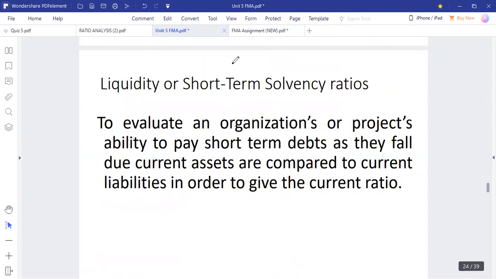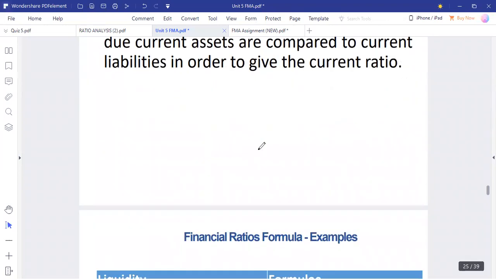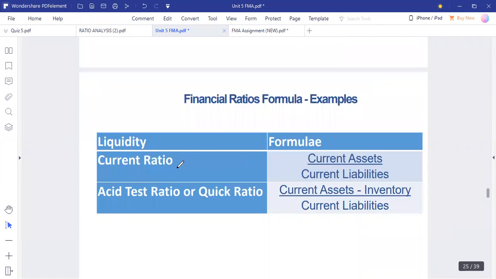So we also have what are called the liquidity ratios. These liquidity ratios are also called short-term solvency ratios. They help gauge a firm's ability to meet its short-term obligations as they fall due. And so we have two types of liquidity ratios. We have the current ratio and the quick ratio. The current ratio simply looks at the ratio between the assets and the liabilities. These are the current assets and the current liabilities.